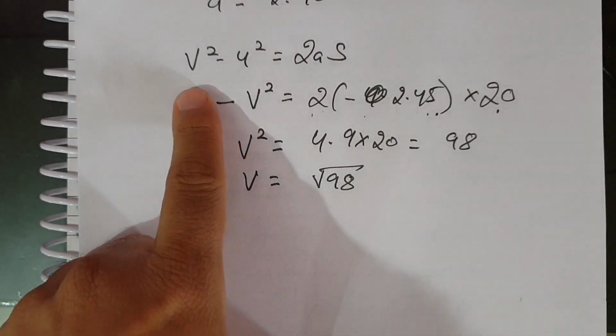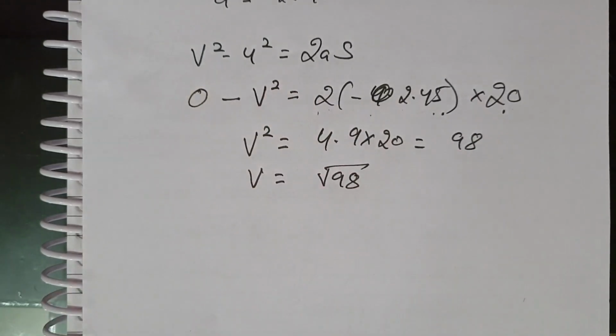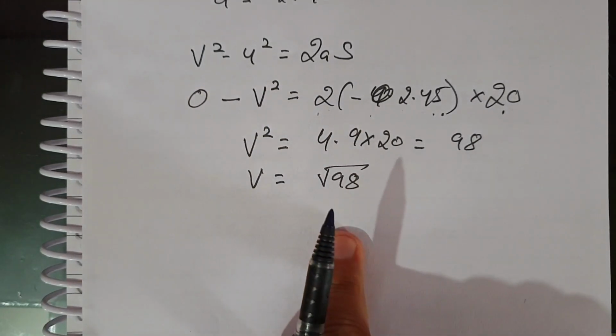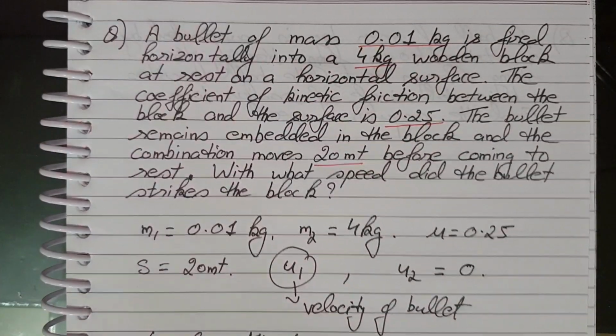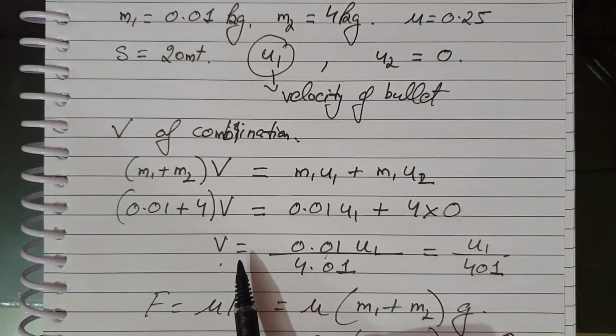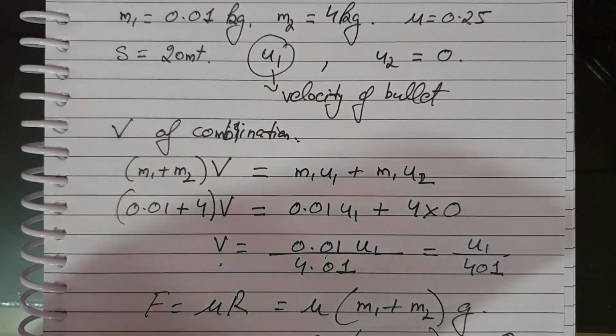So the final velocity of the block is 0, and the initial velocity is V, the velocity of that combination. So this V is root 98. Now if we look at this equation, V is U1 upon 401. What is U1? U1 will be root 98 into 401.